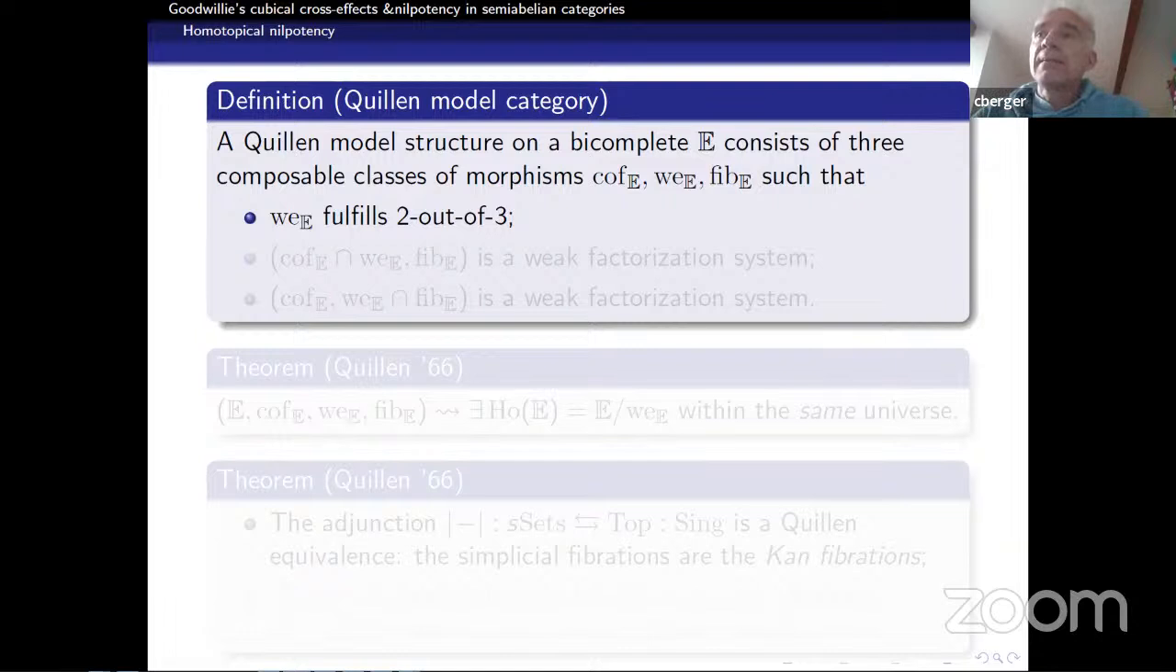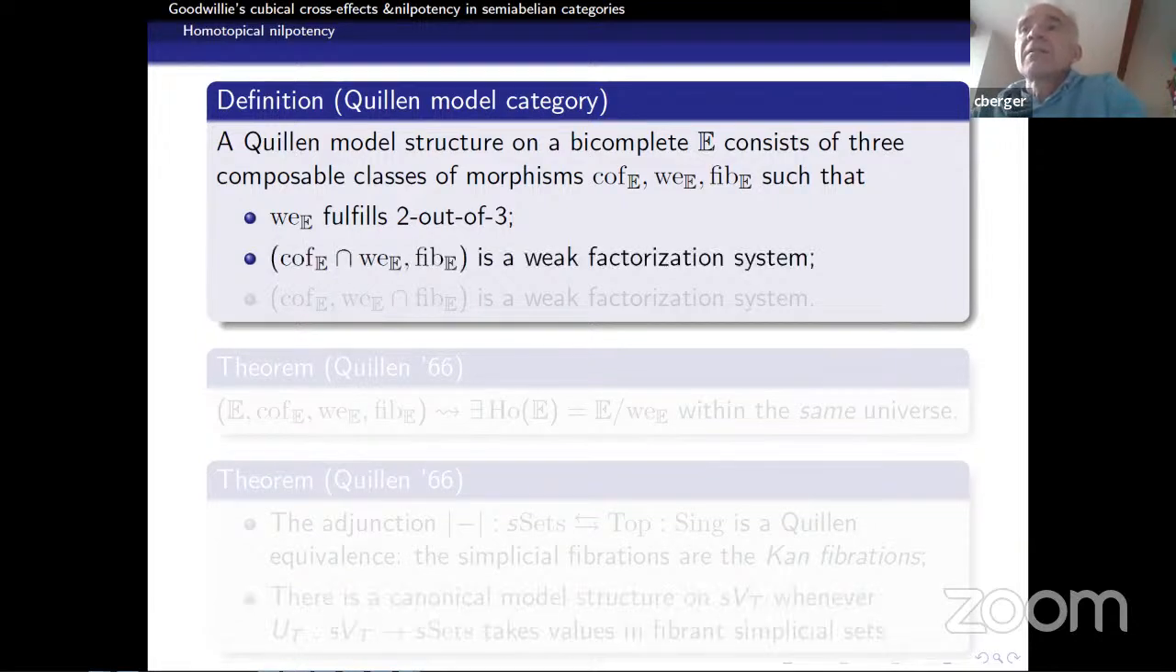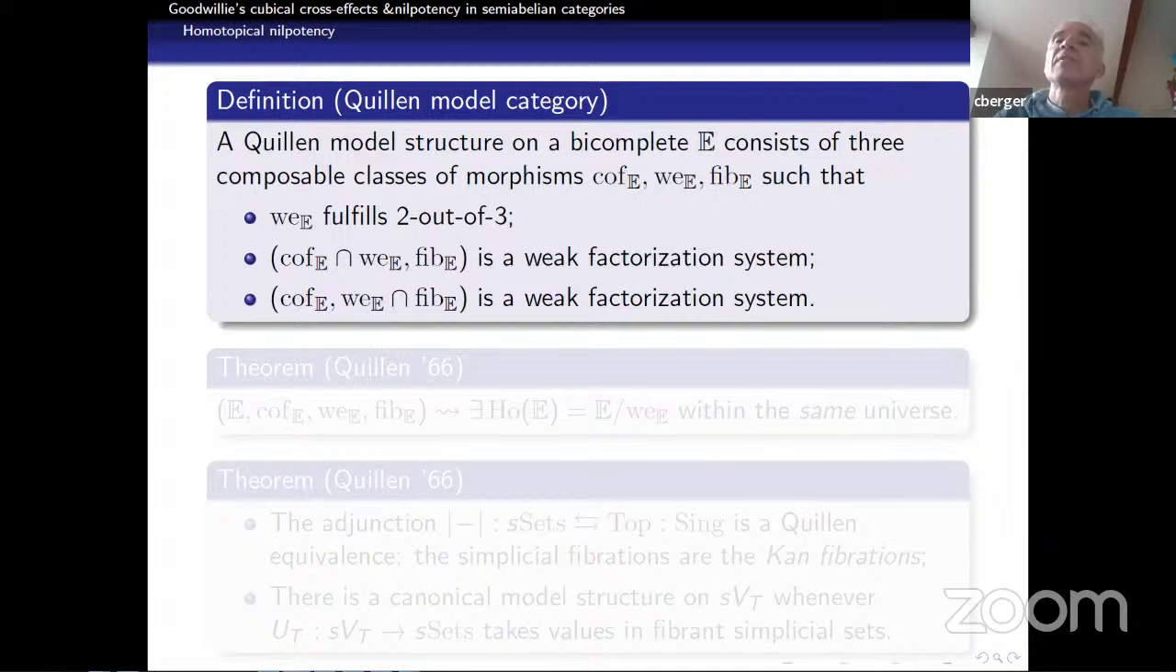And the structure means that you also have two other classes of morphisms, not only weak equivalences, but also cofibrations and fibrations. And they must be related by two weak factorization systems. So when a cofibration is also a weak equivalence, you call it a trivial cofibration, and the same for fibrations. And you want that trivial cofibrations and fibrations form a weak factorization system, and also cofibrations versus trivial fibrations form a weak factorization system.